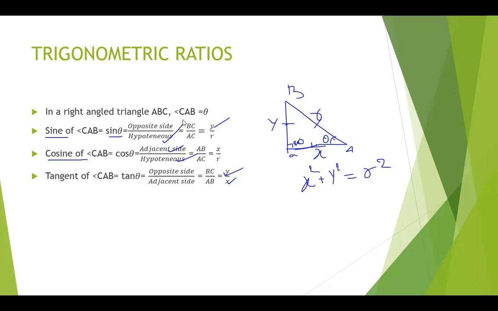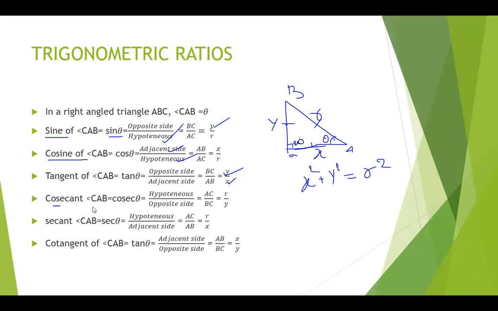Then there are three more ratios which are just the reciprocals of these. Cosecant of theta, shortly called cosec theta, is just the reciprocal of sine theta. For sine theta, I say opposite side divided by hypotenuse. For cosec theta, hypotenuse divided by opposite side, r by y, the reciprocal.